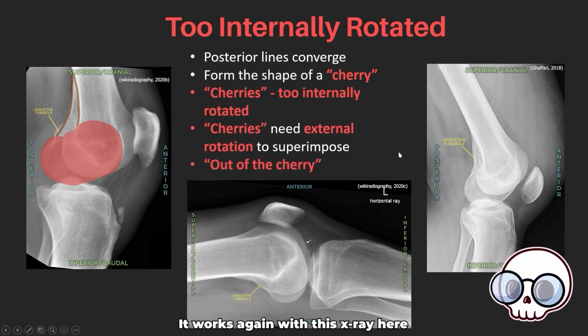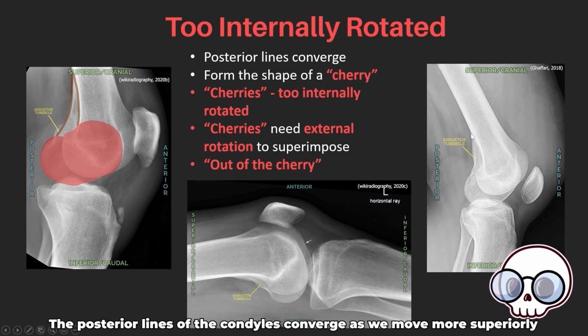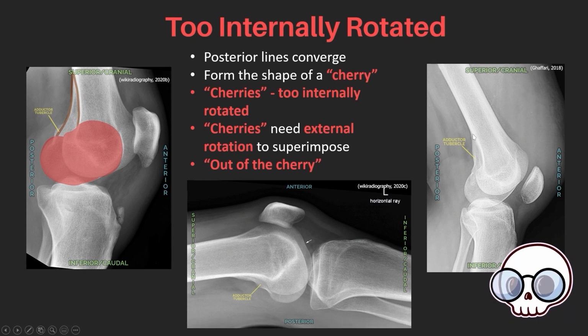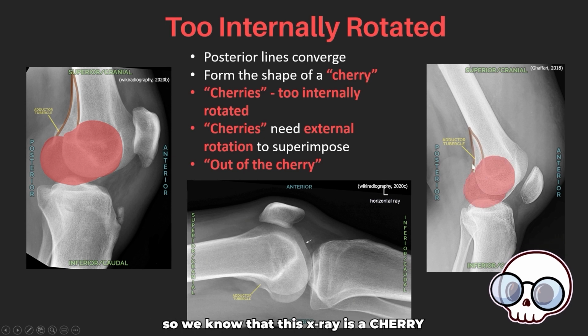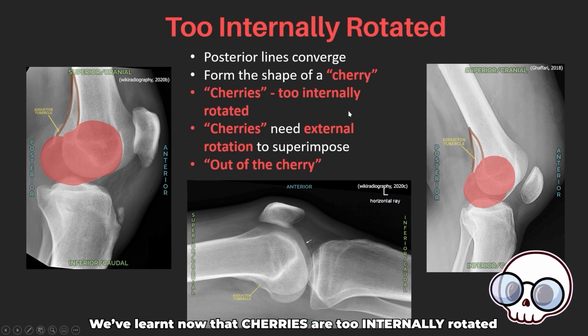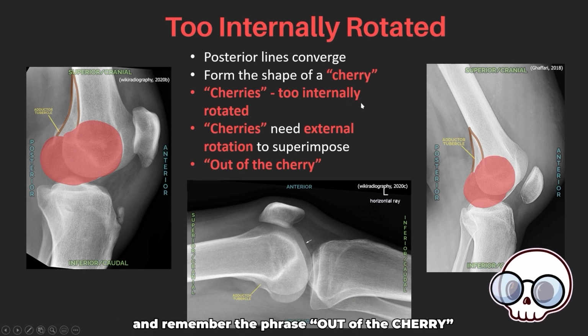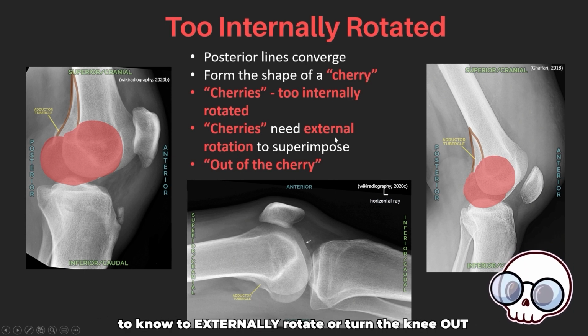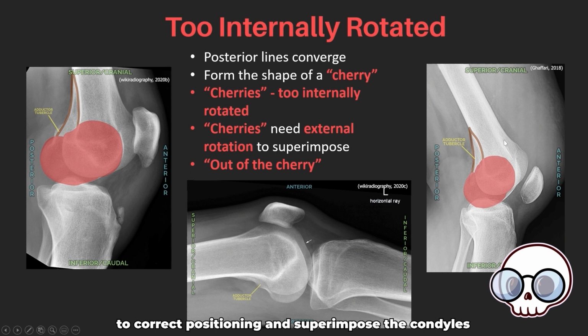It works again with this X-ray here. The posterior lines of the condyles converge as we move more superiorly, forming the stalk of a cherry. So we know that this X-ray is a cherry. We've learnt now that cherries are too internally rotated, and remember the phrase out of the cherry to know to externally rotate or turn the knee out to correct positioning and superimpose the condyles.